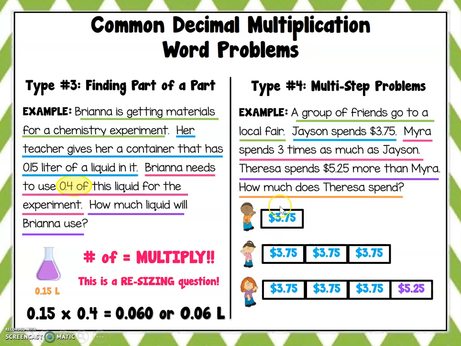I know Jason spent $3.75, and since Myra spent 3 times that much, I can multiply $3.75 times 3, which is the same as $11.25. Then, since Teresa spent $5.25 more than Myra, I'll take that $11.25 and add $5.25 for a total of $16.50. So be on the lookout for these kinds of questions when you are working with decimal numbers.